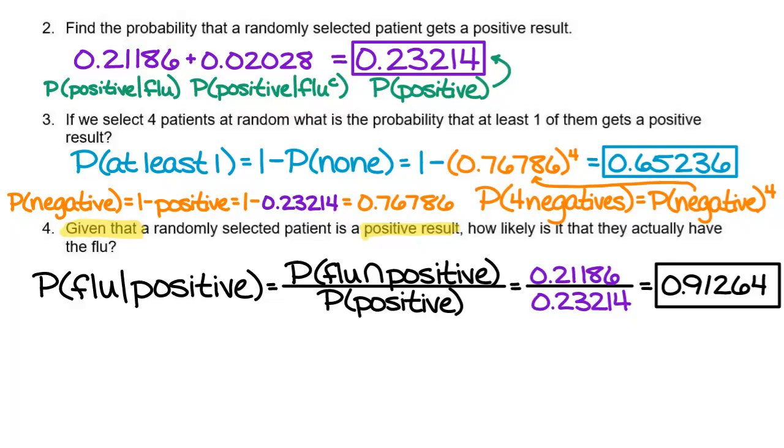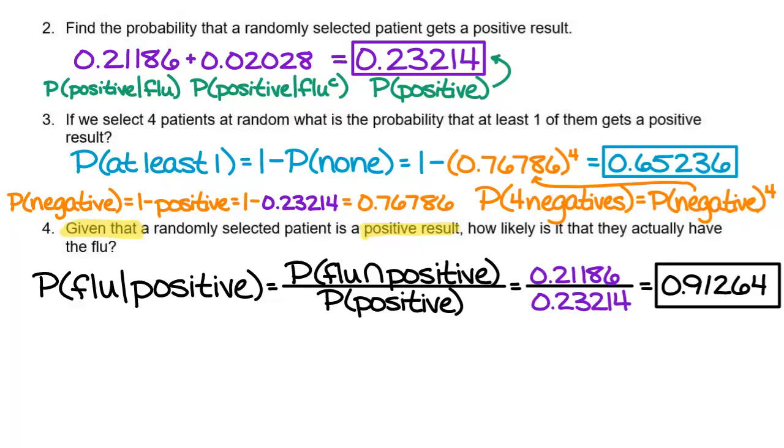So if you tested positive, it's pretty likely that you actually have the flu. If you tested positive, there's a chance you're sick with something else. Right about a 9% chance you're actually sick with something else. But with about 91% accuracy, if you tested positive on a flu test, you're sick because you have the flu.